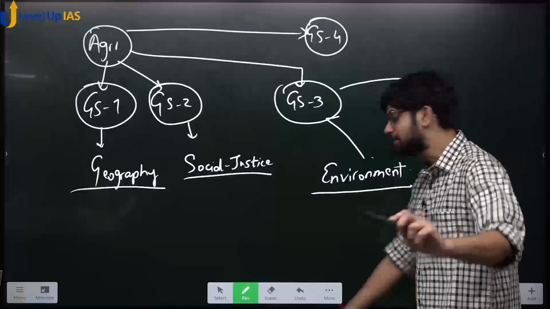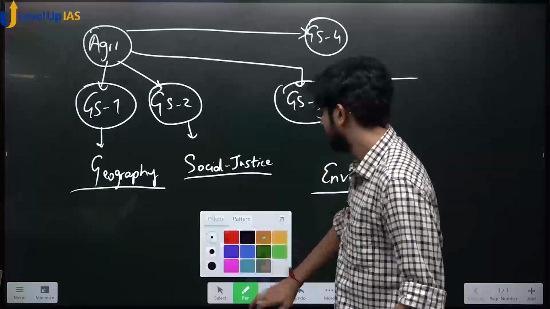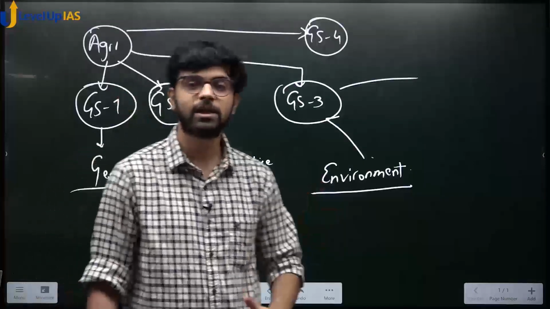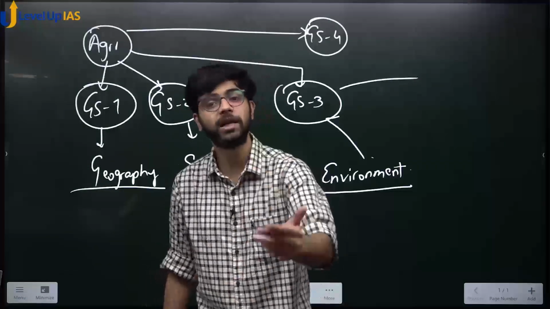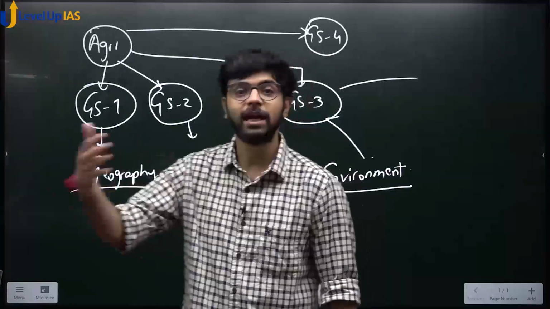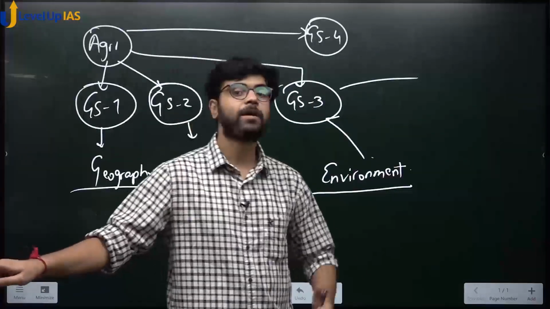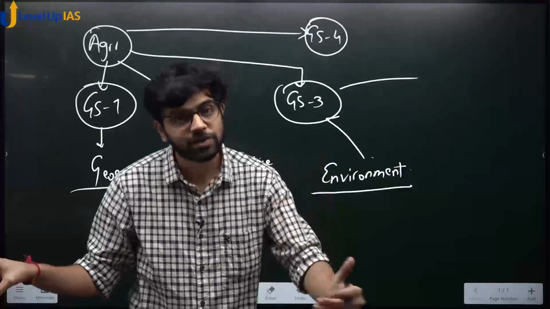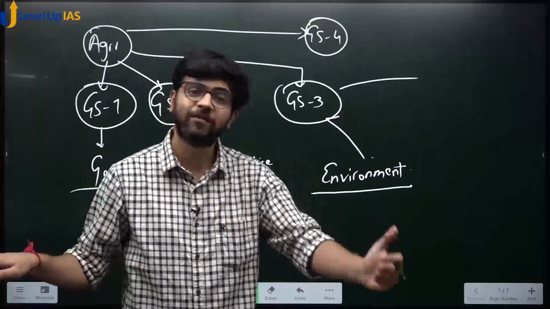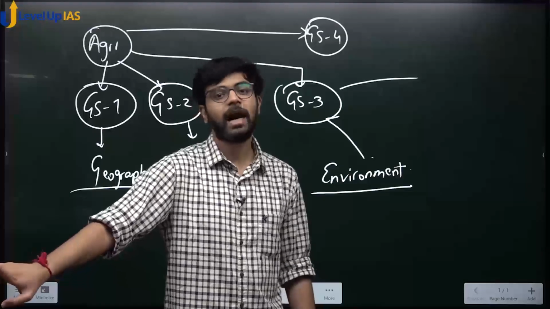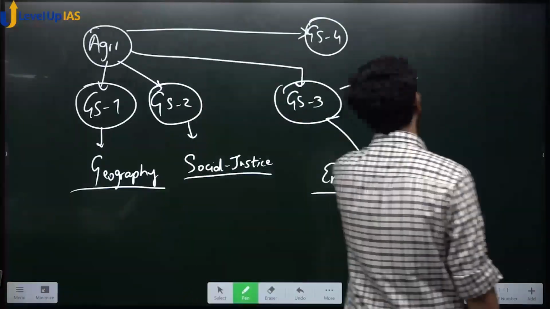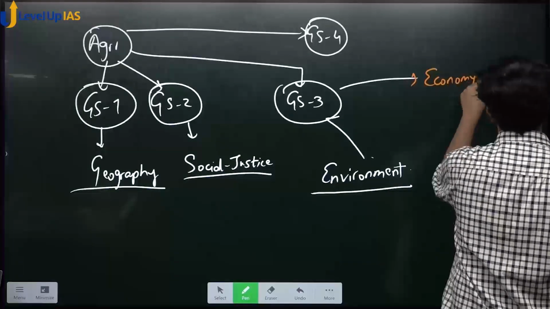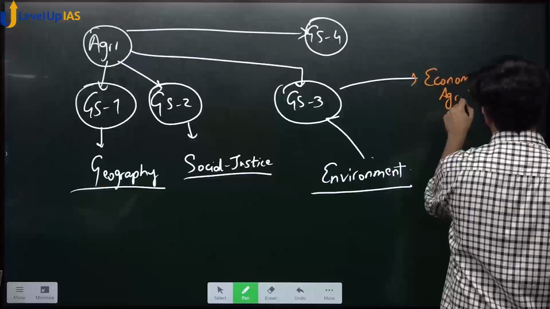And the economic aspect of agriculture: ultimately economy is concerned with money. How to ensure farmers' well-being monetarily, how to help them with higher levels of technology and higher productivity, how to increase the overall income levels of farmers and overall food availability. That all will come under the economy part, economy and agri of GS3.